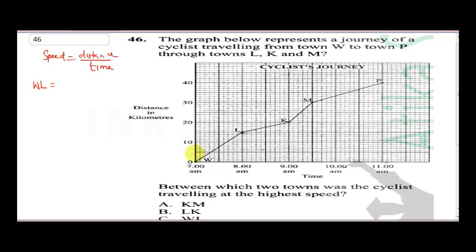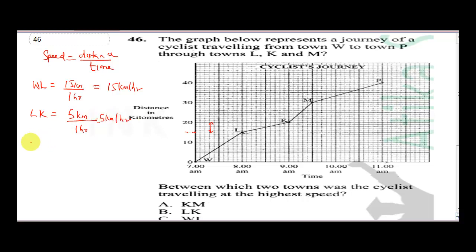So now in WL, check. This is the distance covered. He covered 15 kilometers over a time of 1 hour. This gives us 15 divided by 1, which is 15 kilometers per hour. For LK, he covered between 15 and 20, so that is 5 kilometers. In what time? Between 8 and 9, that's 1 hour. So that gives us 5 kilometers per hour.